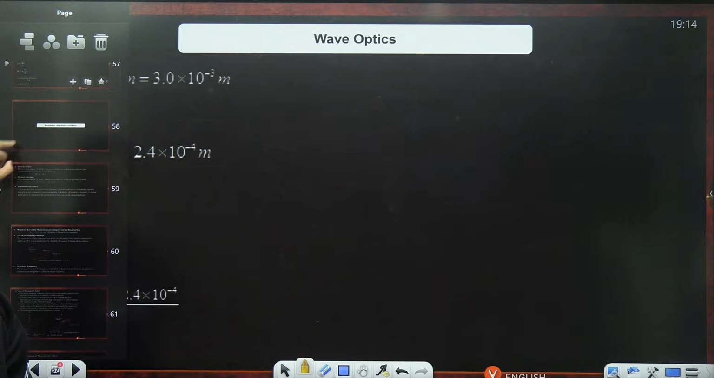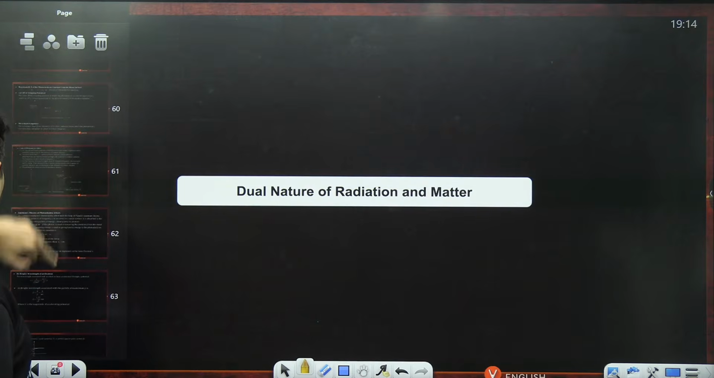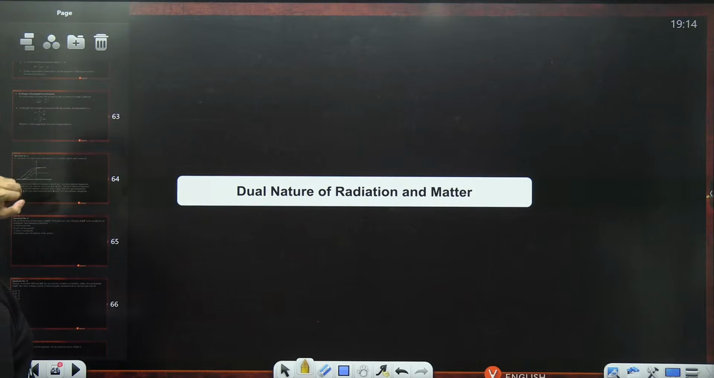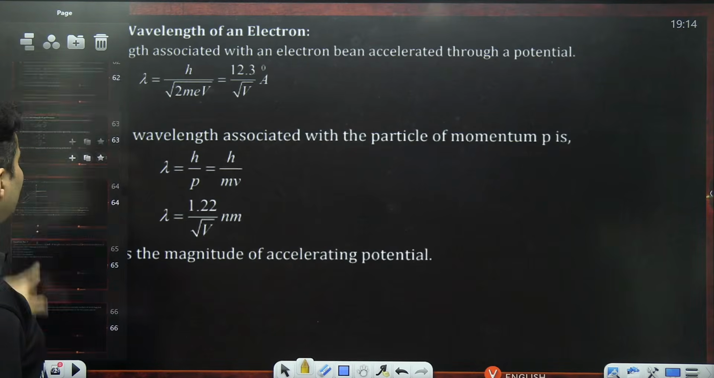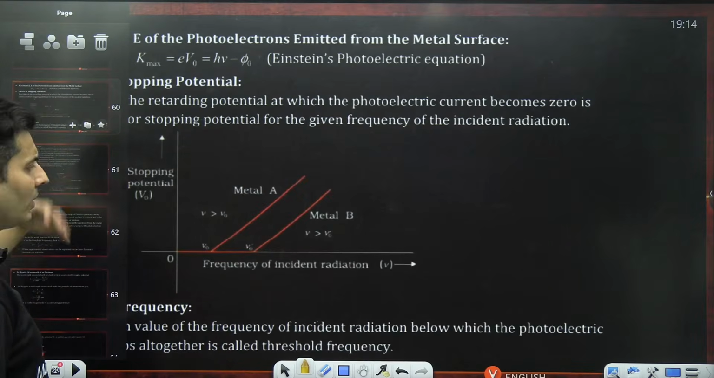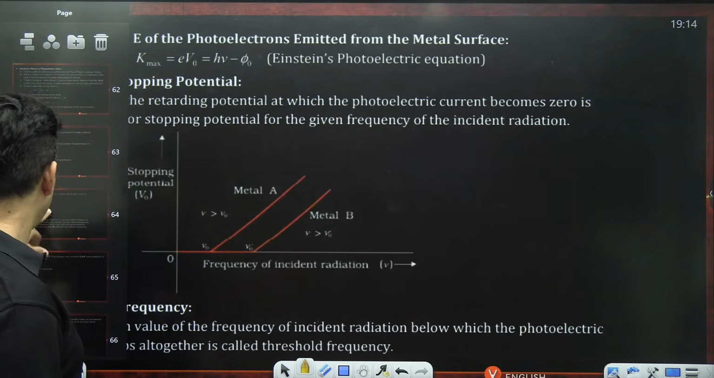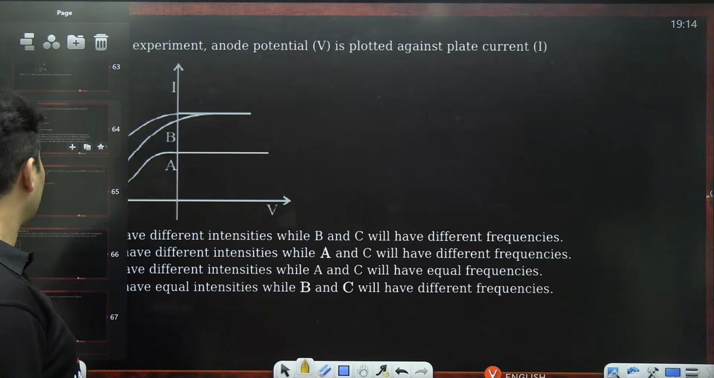Okay, that was the last question of wave optics. Now, dual nature of radiation and matter. Let's go to question number 1. Theory slides have been put over here, guys, for your revision. I will try to upload it as soon as the lecture is over.